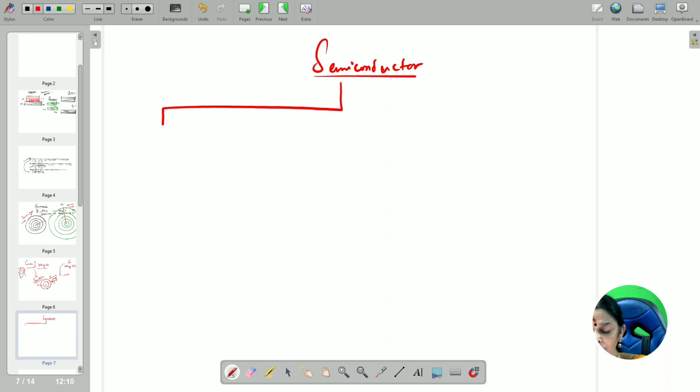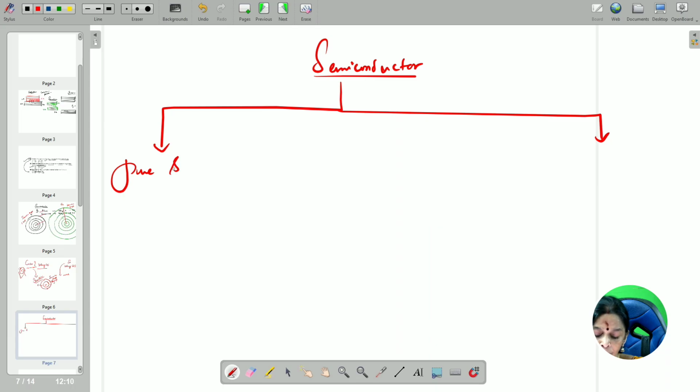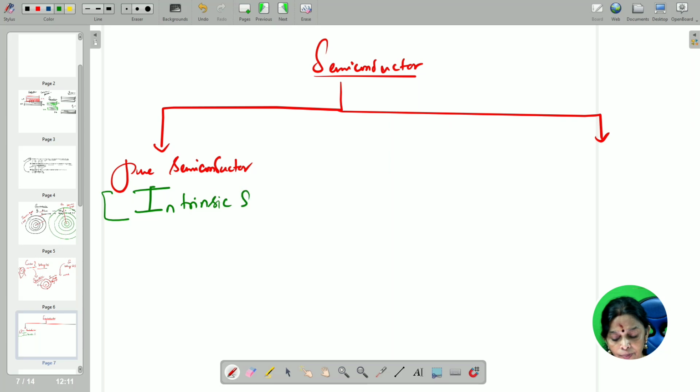Semiconductor is classified into two types. One is pure semiconductor, which is technically or professionally called intrinsic semiconductor. What semiconductor, children? Intrinsic semiconductor. So, the pure semiconductor is called intrinsic semiconductor.